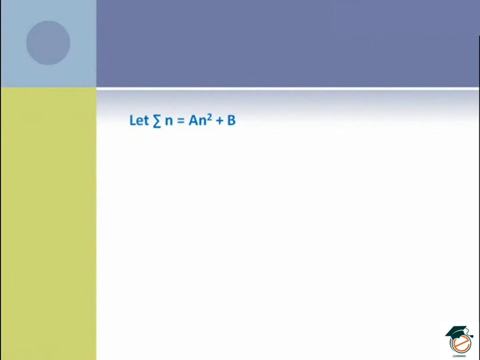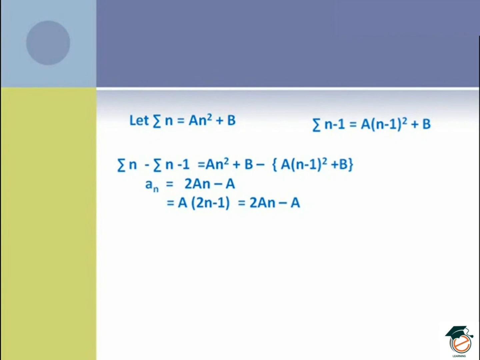Let us say that the summation of n terms is equal to an² + b. Now the summation of n-1 terms of the sequence would be a(n-1)² + b. Simply replace n by n-1 in this expression. Now summation of n minus summation of n-1 would be equal to an² + b - [a(n-1)² + b]. This is nothing but the nth term. Summation of n terms minus the summation of n-1 terms is always equal to the nth term.